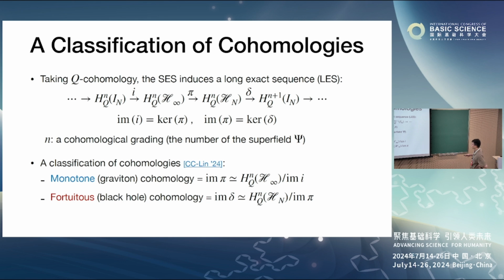But one important thing is that not all cohomology classes are coming from infinite rank. There are also some other cohomology classes that only exist at finite rank. They are not coming from infinite rank. They are given by the image of delta. So this first category, we call them monotone, and later we will see that they are related to gravitons in the AdS dual, the bulk dual.